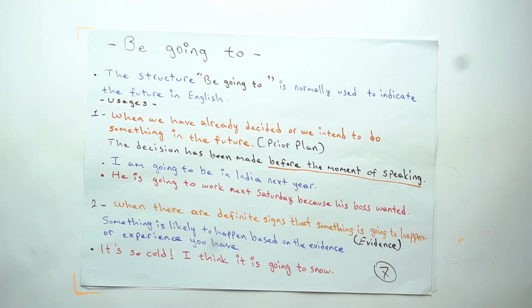Yes. And the second use is when there are definite signs that something is going to happen. It's completely based on evidence. Something is likely to happen based on the evidence or experience that you have. It's so cold, I think it's gonna rain, it's gonna snow. When we use these kinds of weather reports, we can also have the evidence, then we can make our sentences using be going to forms.